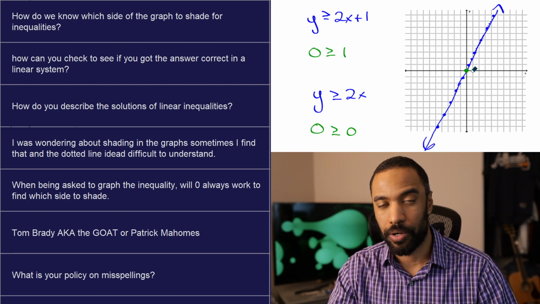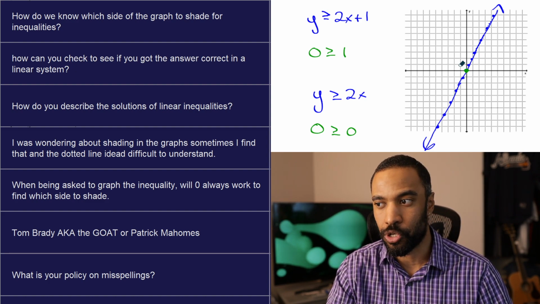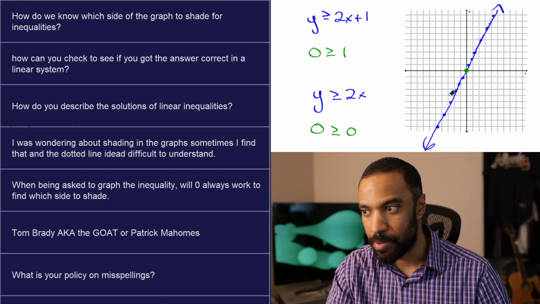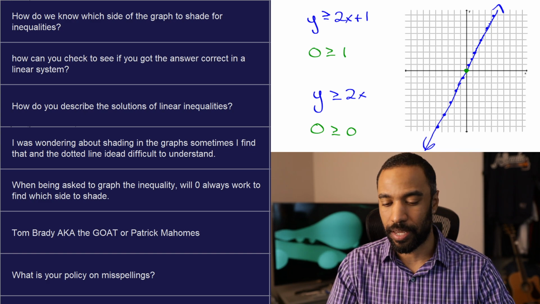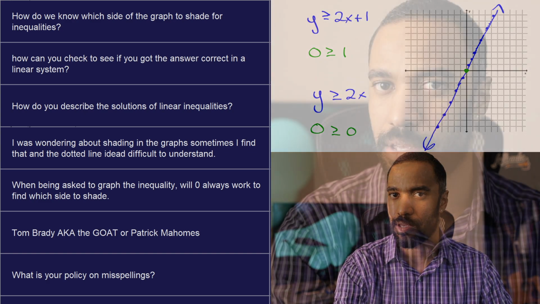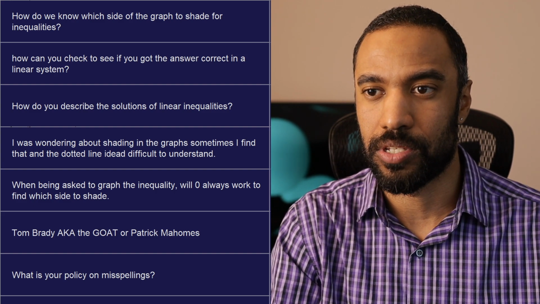Here I would try 1, 0 or 0, 1. I just try something that's really close as well. And if 0, 1 is above it, and if it makes a true statement, then you shade above. So those are ways that you can test the points right there. But like I said, 0, 0 should only be something to test as long as it's not on the boundary line. And for the most part, it's not. So I think that works out. It's a good question, though.